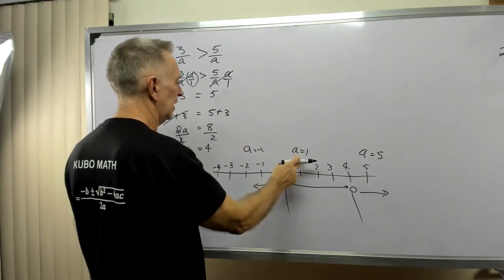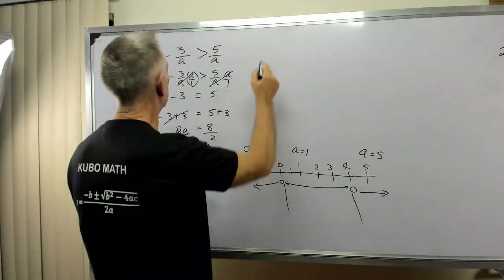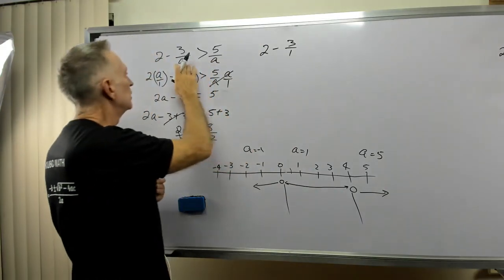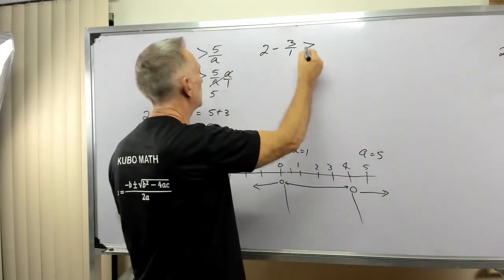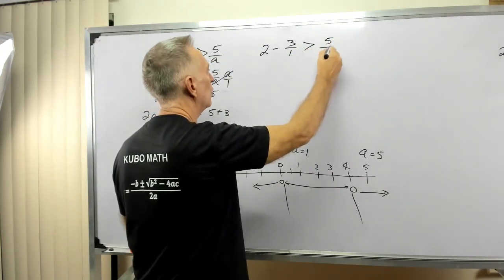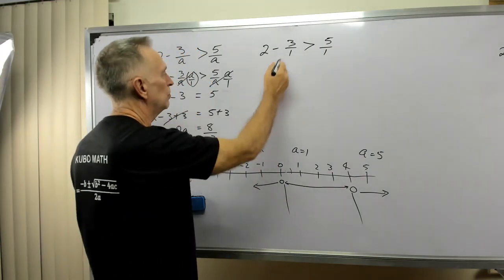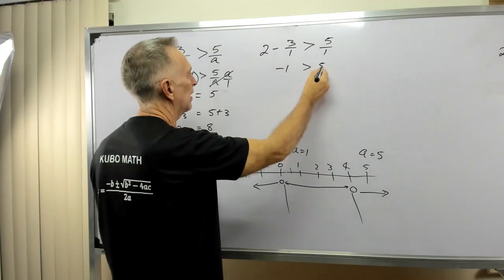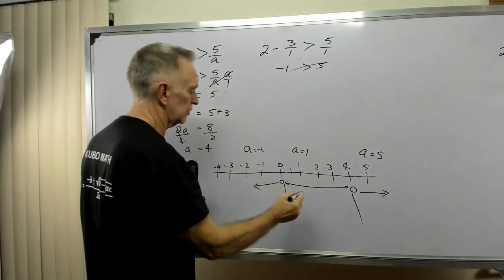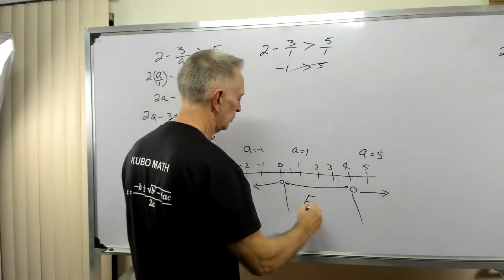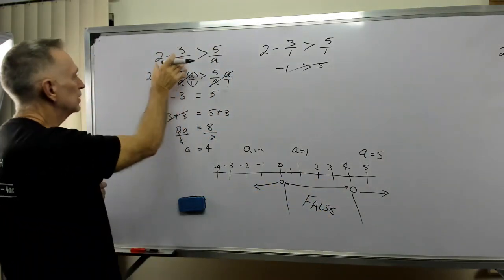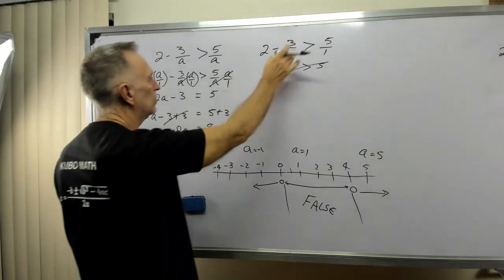All right, let's try 1 first. So we have 2 minus 3 over 1, and that's supposed to be greater than 5 over 1. So 2 minus 3 is negative 1. Well, that's not greater than 5. Okay, so this zone is false. It's no good. This side is not greater than that side.